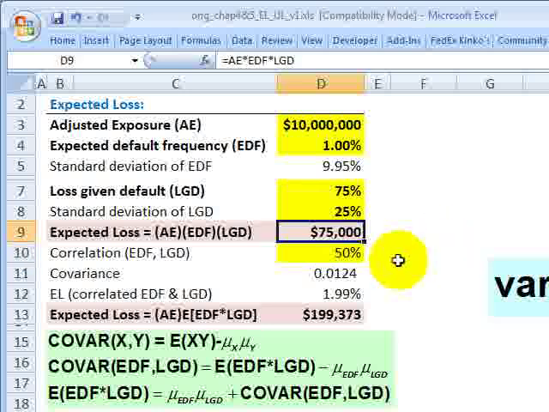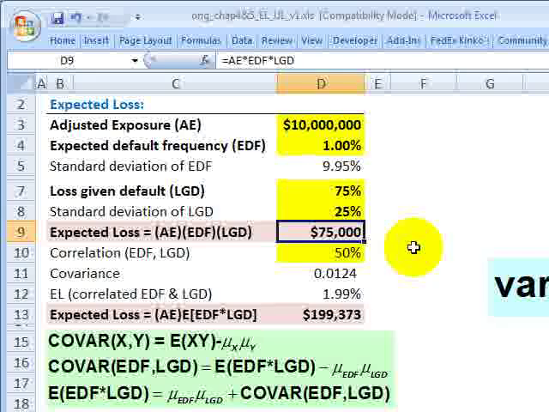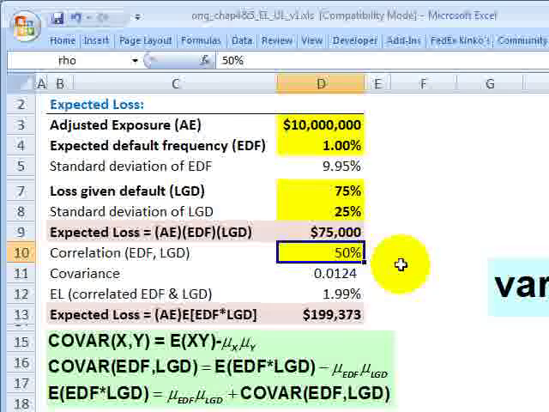But it's a great exercise to see if we can figure out the expected loss if there is positive correlation between the expected default and the loss given default. And in fact, there is research to support this, and hopefully it's somewhat intuitive. As the probability of default increases, we probably expect the loss given default to increase as well. So now I'm going to assume a 50% correlation between the two variables, EDF and LGD.